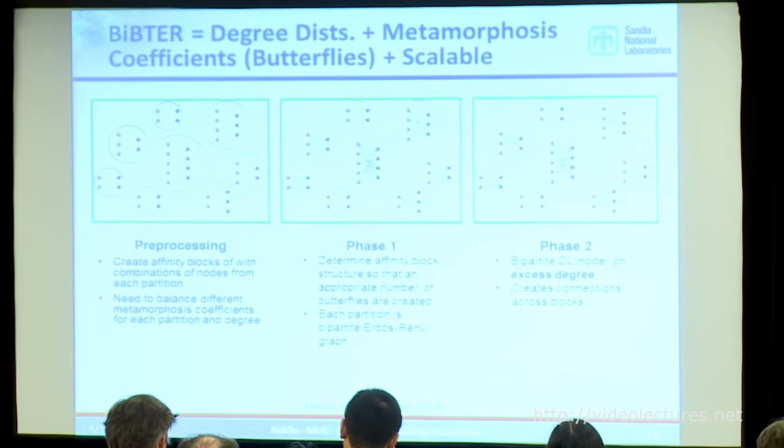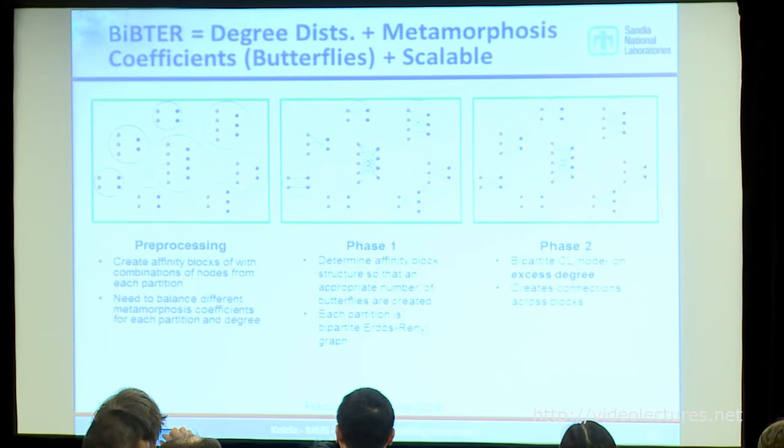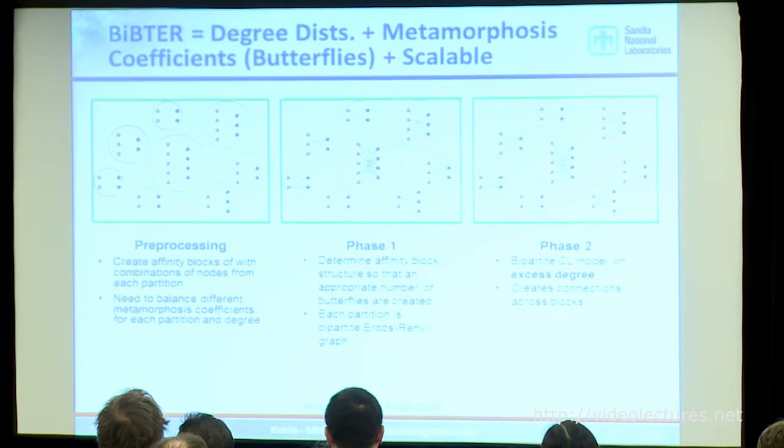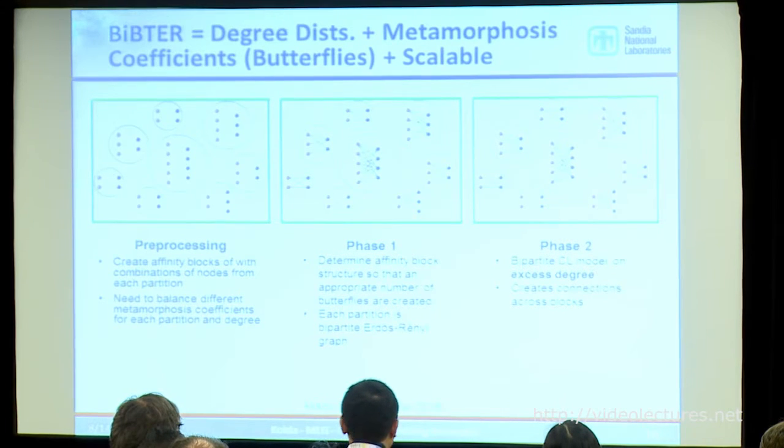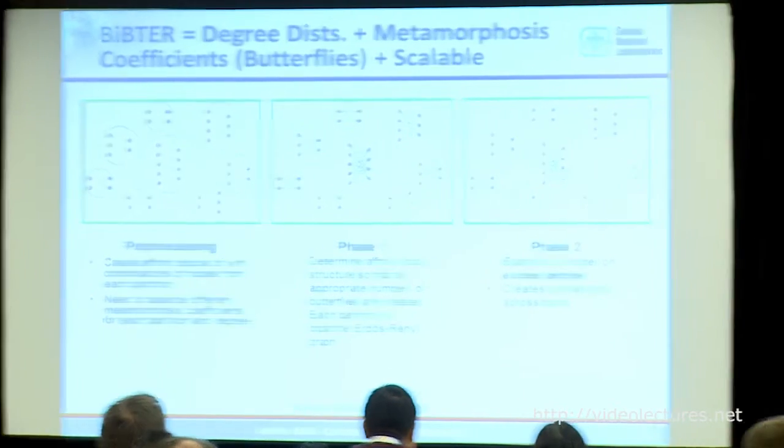So we can do a bipartite version of BTER called biBTER. And it gets a lot more complicated, because now it takes some nodes from the left and some nodes from the right, and they each have different metamorphosis coefficients, even if they're all the same degree on the left, and another same degree on the right. And so to figure out how to match those up and how many to get, there's this whole complicated math that we do. And it's a miracle that it works at all, I have to say.